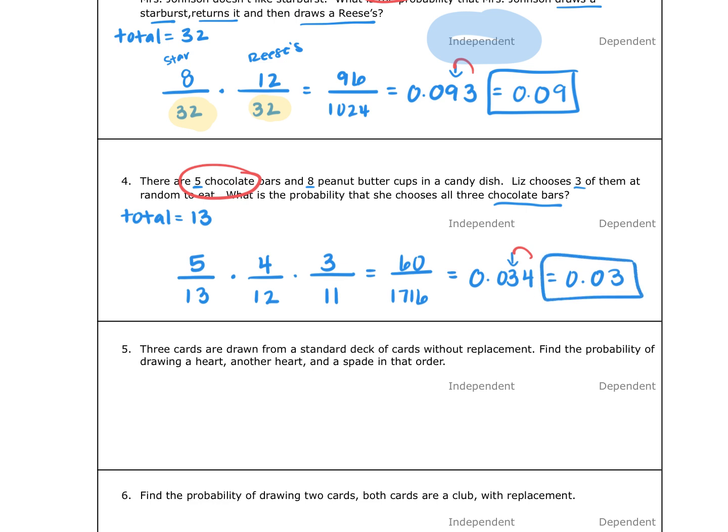Okay, now I look at my bottom numbers. If they're all the same, it's independent. If they're all different, it's dependent. They were dependent on each other because she ate some of those. So this one's going to be dependent, and that's why those numbers went down. They were dependent on the ones that she ate.